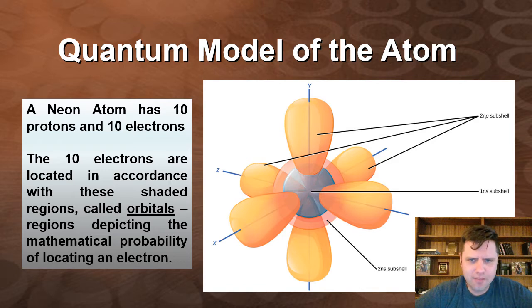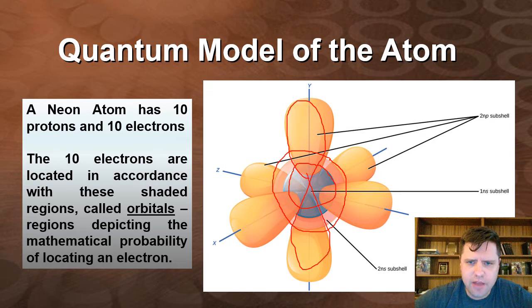The neon atom, this is a depiction, again, the quantum model of an atom. This is a neon atom having 10 protons and 10 electrons. And the 10 electrons are being located within these regions called orbitals. Each region is depicting the mathematical probability of locating an electron. And you note here that you've got two spherical orbitals. This one here, which we refer to as 1s, and then this one, which is referred to as 2s. And then these figure eights, you've got a figure eight there, a figure eight here, and then a figure eight here. You see there's one on the x-axis, one on the y-axis, and one on the z-axis.